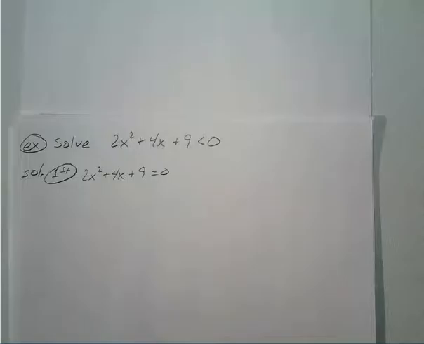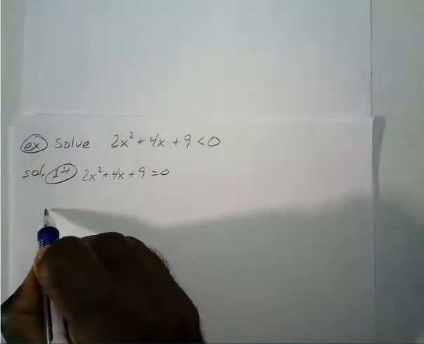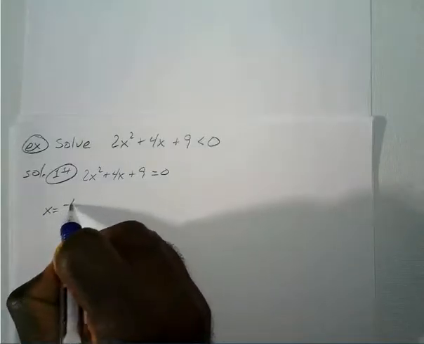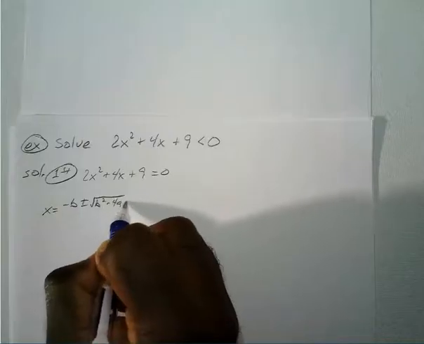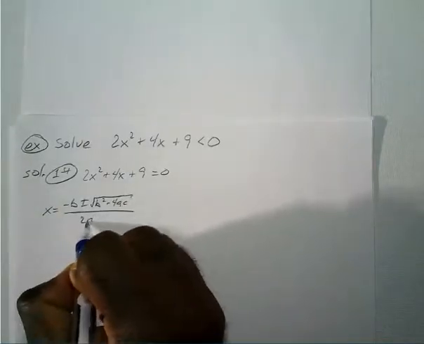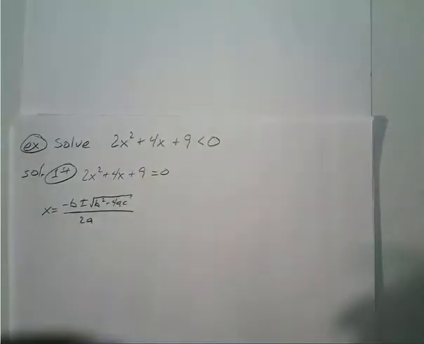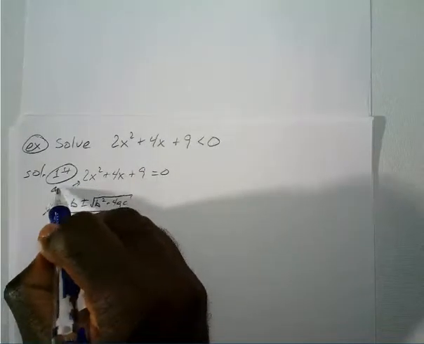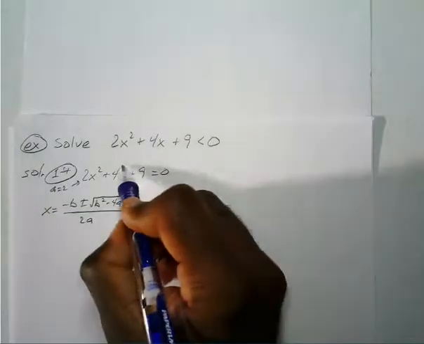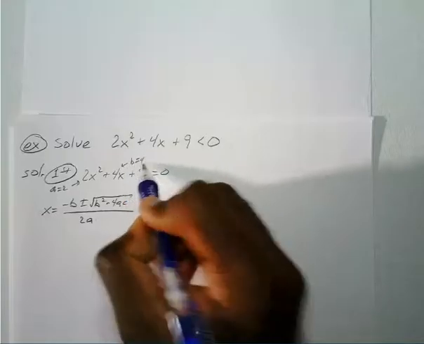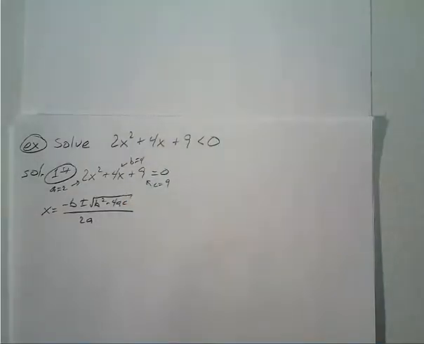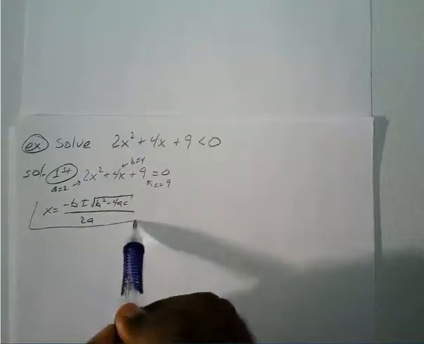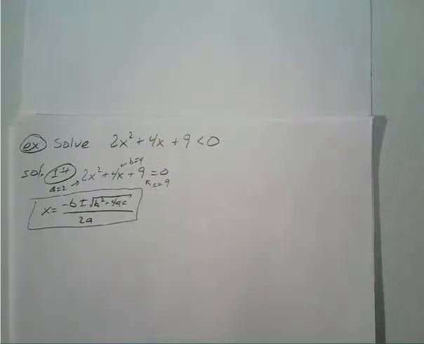Okay, and you can use the A times C method. You can use whatever method you want. Personally, I'll just use the quadratic formula, where x equals negative b plus or minus the square root of b squared minus 4ac all over 2a. Okay, so we see here a is equal to 2, b is equal to 4, and c is equal to 9. Let me kind of separate that a little bit so you can see those.